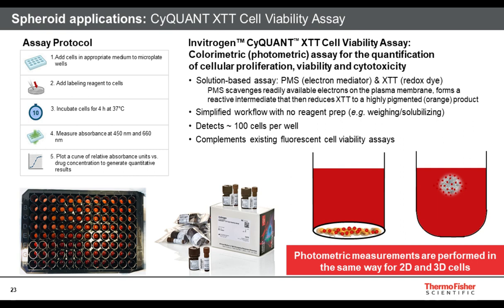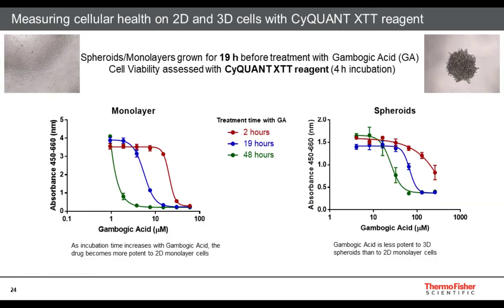This assay is an add and read assay, which means you can mix the two components together and then add the mixture to your treated or untreated cells and incubate for 4 hours at 37 degrees. After the incubation, you measure the absorbance at 450 and 660 nanometers. The greater your absorbance value and your absorbance response over time, the more viable cells you have. As I already mentioned before, because this is a photometric measurement on the VarioScan Lux microplate reader, the detection method is through the well, meaning that both your 2D and 3D model systems can be analyzed the same way on the VarioScan Lux microplate reader with the CyQUANT XTT reagent.